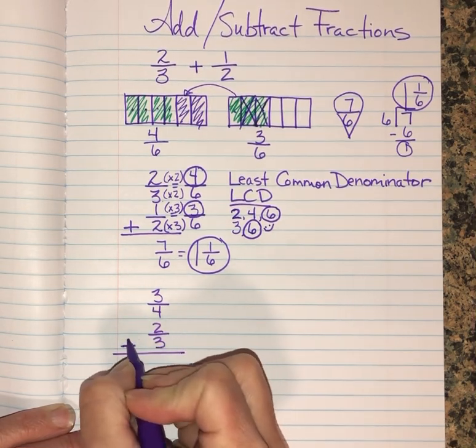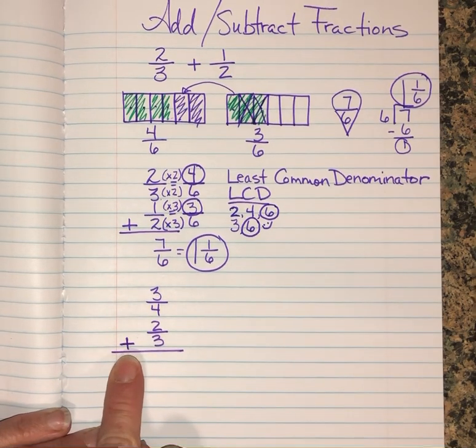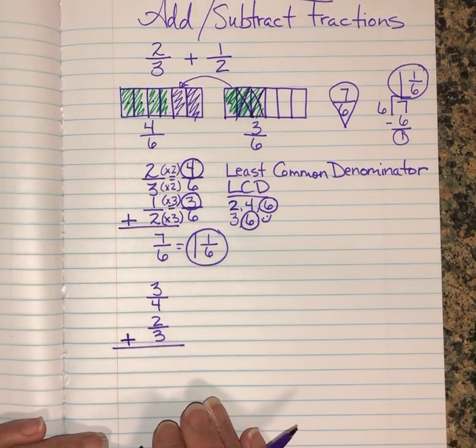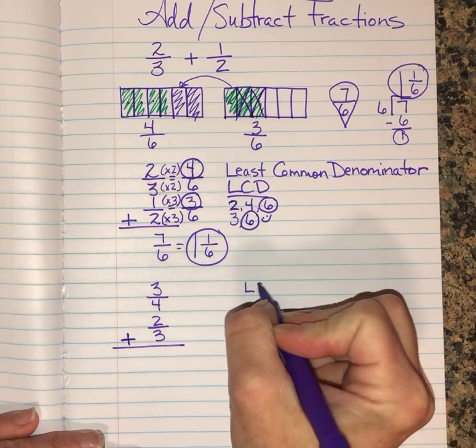And pay attention to the symbol, because we are going to subtract on some of these, and a lot of kids add them all up together. So make sure you're watching for if you're adding or subtracting, it makes a big difference. So step 1, find the LCD.